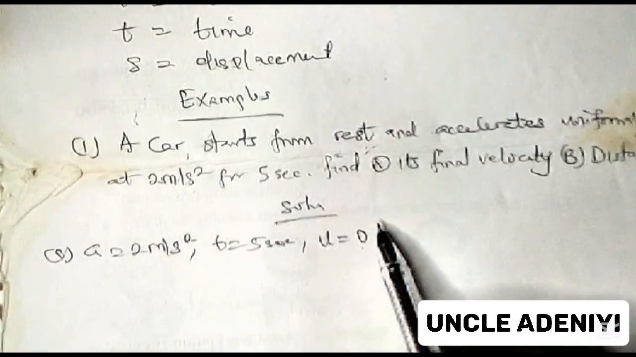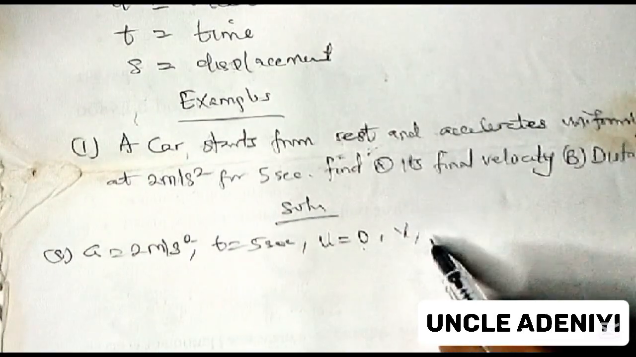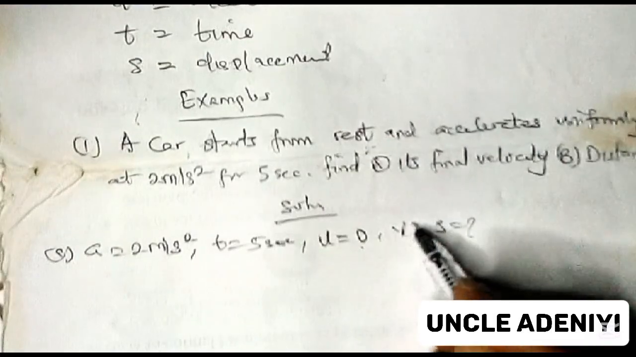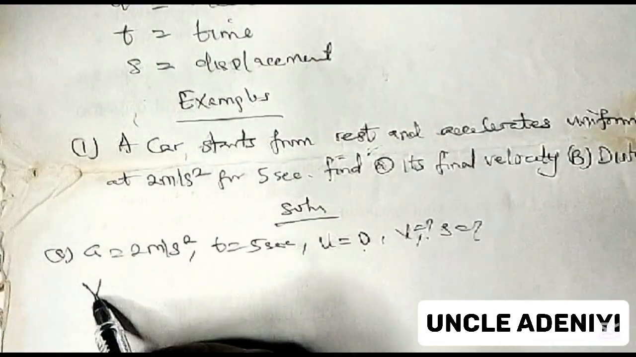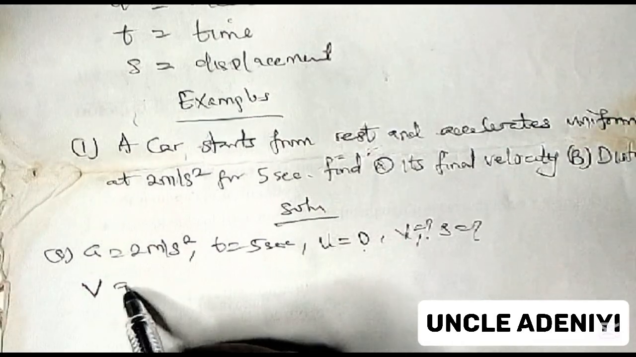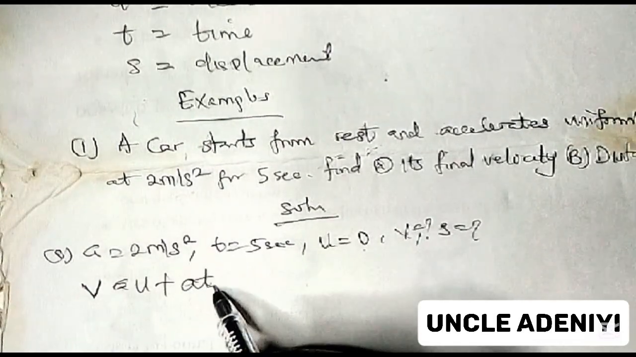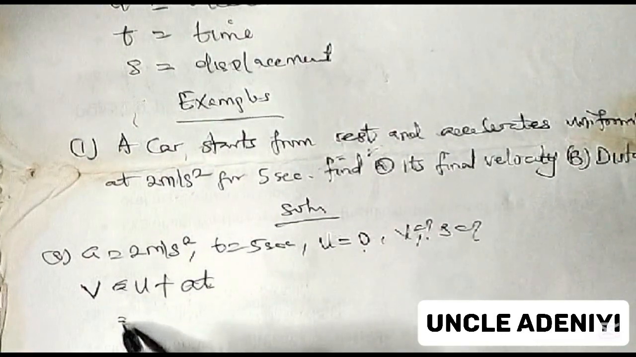Now you are asked to find the final velocity, which is V, and the distance, which is S. Those are the unknowns. So what is the formula for final velocity? V equals U plus AT. Now, what is our U?